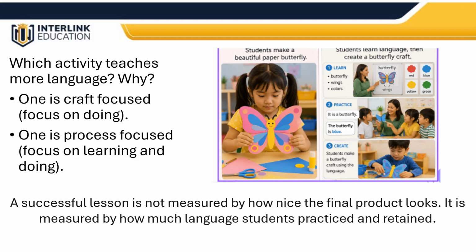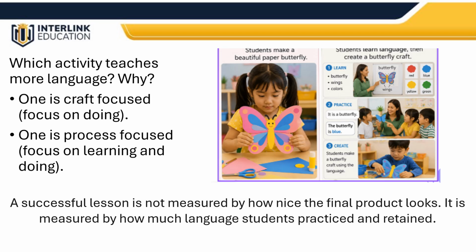So a successful lesson is not measured by how nice the final product looks. It's measured by how much language the students can produce about it and how much they can remember. So remember, if they produce something beautiful, but they can't talk about it, it's not a successful lesson. If they produce something which looks a little bit ugly, but they can speak English very well about that product, that's a successful lesson, because parents know what their children are capable of.